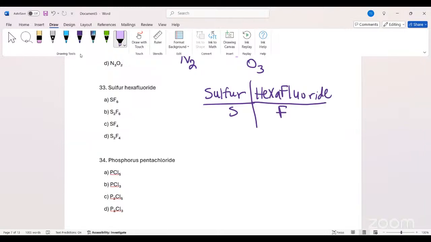So you've got 6, but remember, you got to rewrite this as F6 and bring the S down, so you get SF6. So letter A is the answer for 33.